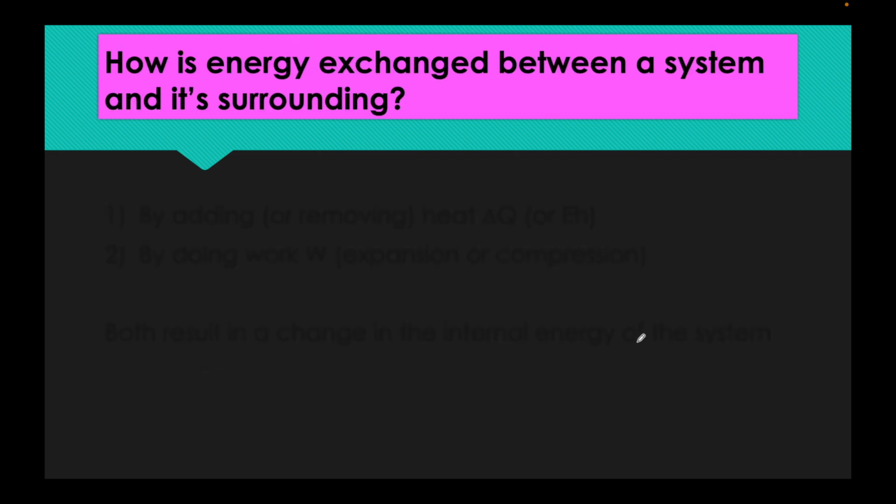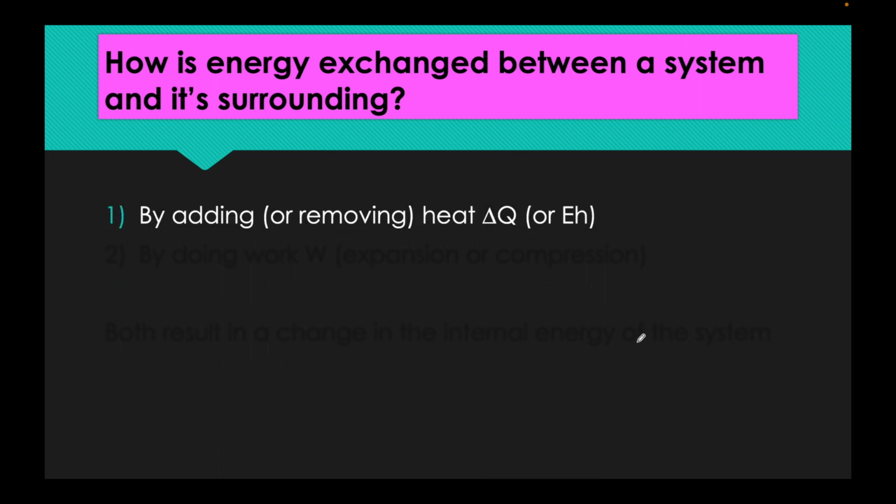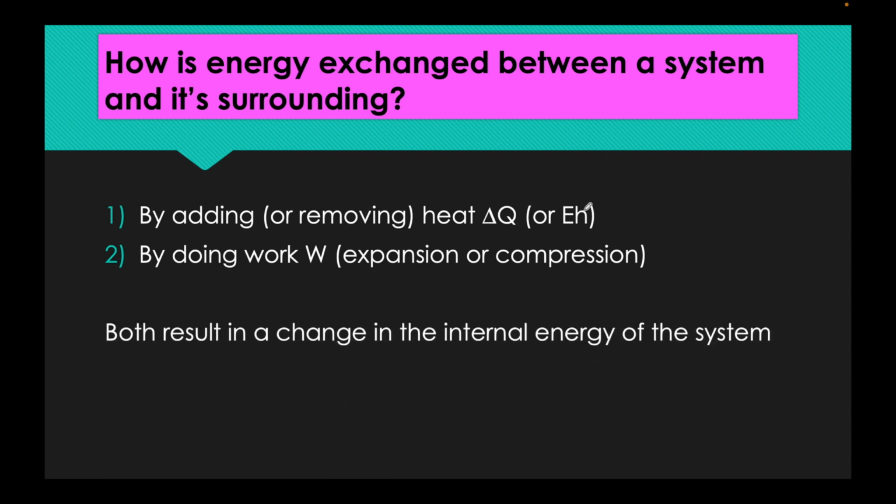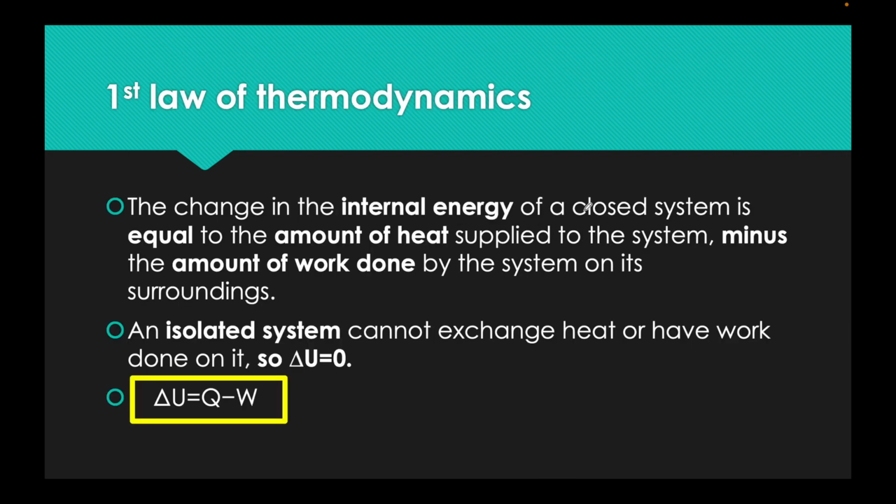So, how is energy exchanged between the system and its surroundings? Well, you can add or remove heat. Remember, we used heat or Q, or even EH. Both are the same. This is energy, which is heat in this case. You can do work, expansion or compression. This is another way to exchange energy. Both of them result in a change of internal energy of the system.